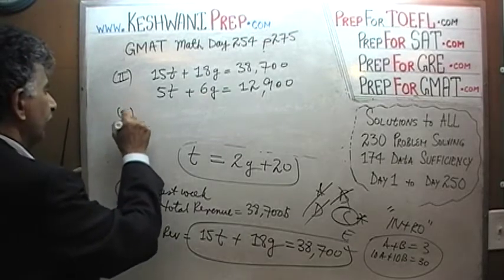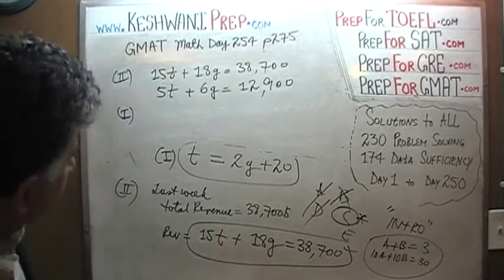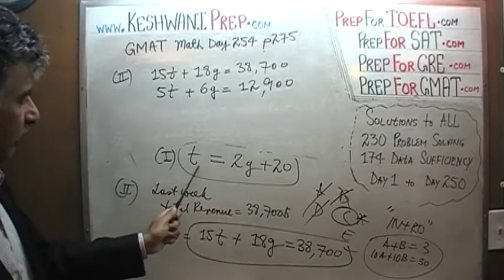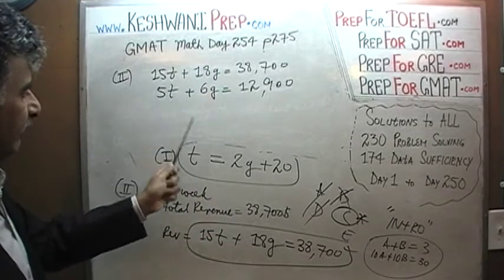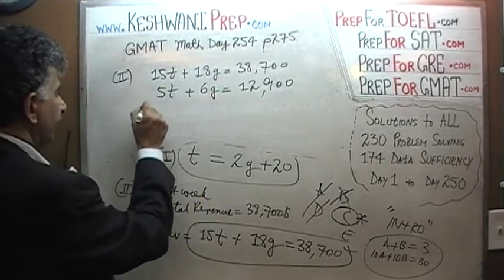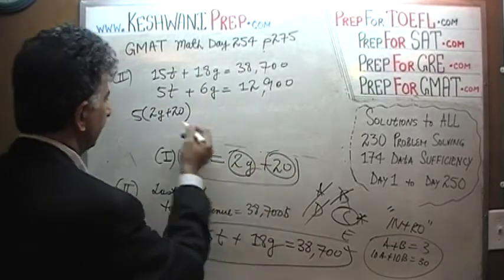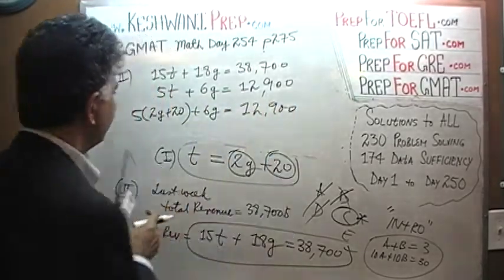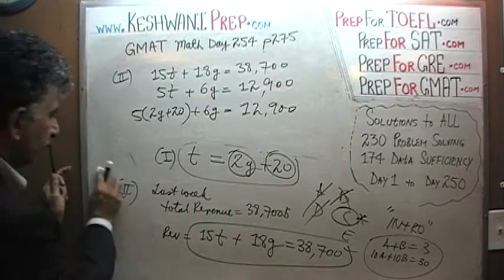Our first equation is right here still. What we're going to do is substitute this first equation, t equals 2g plus 20, into the second one. We're going to replace this t with 2g plus 20. So 5 times 2g plus 20, plus 6g equals 12,900. As you can clearly see now, we have one very simple linear equation. We just have to solve for g. Once we know g, we can figure out t. Let's do it.